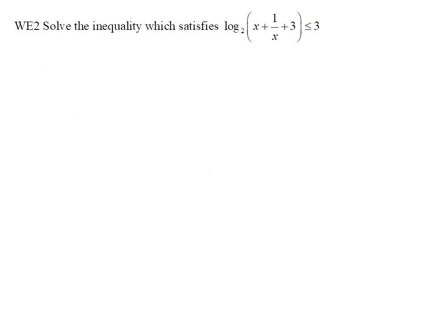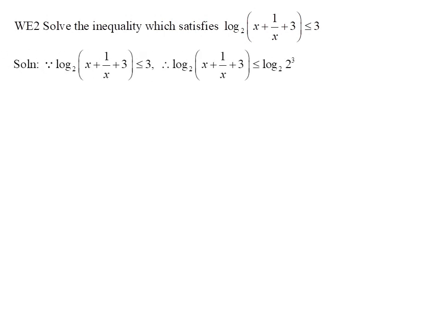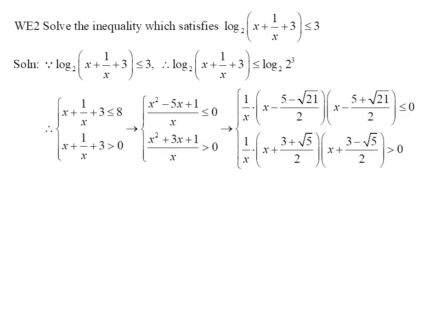Example 2 is to solve an inequality: logarithm base 2 of (x plus 1 over x plus 3) is less than or equal to 3. According to the given inequality, the right-hand side number 3 can be written as logarithm base 2 of 2 cubed. Based on the logarithmic laws, we have two simultaneous inequalities to satisfy here.